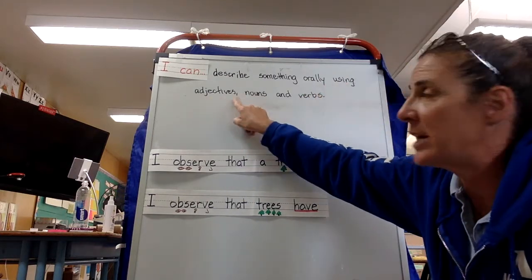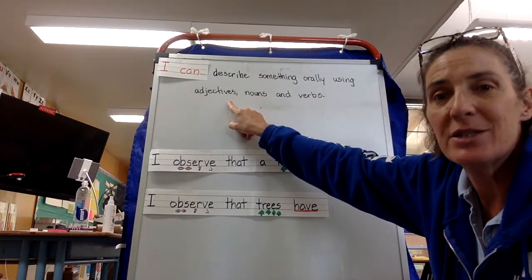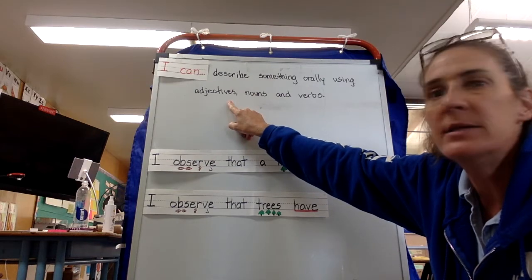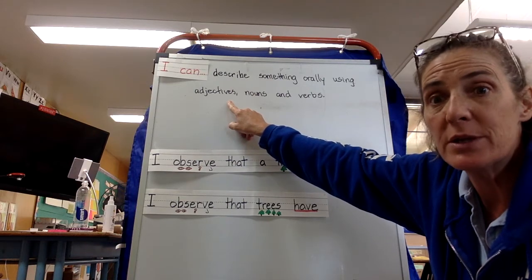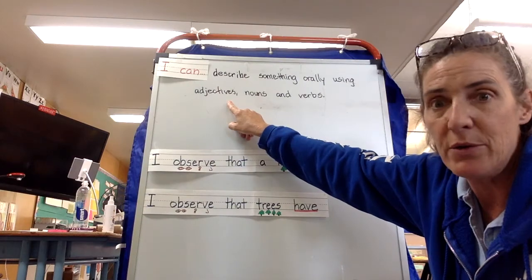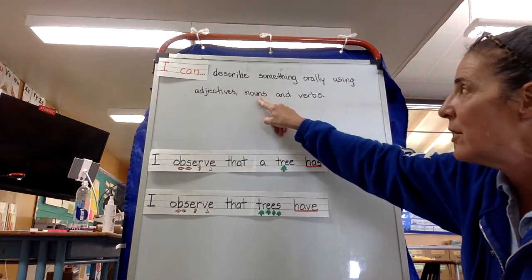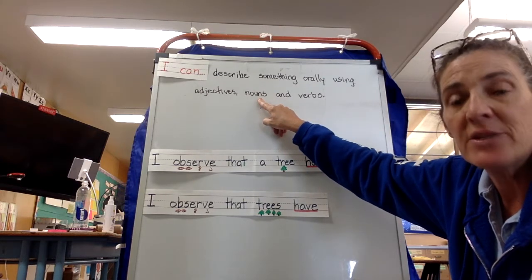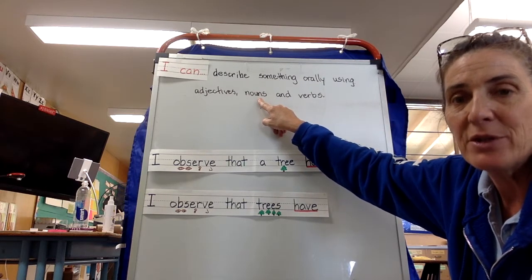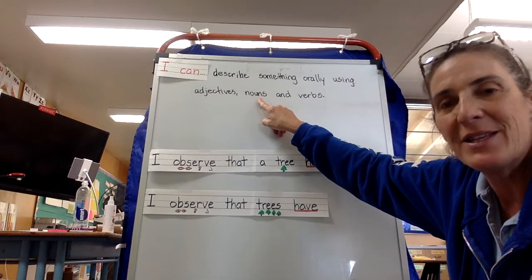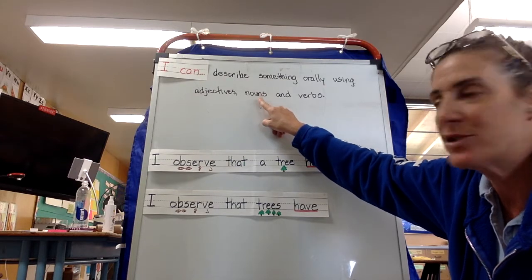Using adjectives, those are words that describe something. Big, small, or color words like green or brown. We'll use the words green and brown today for our adjectives. Nouns in this case are going to be trees. Nouns are person, place, or thing. So the thing we're looking at today are trees.